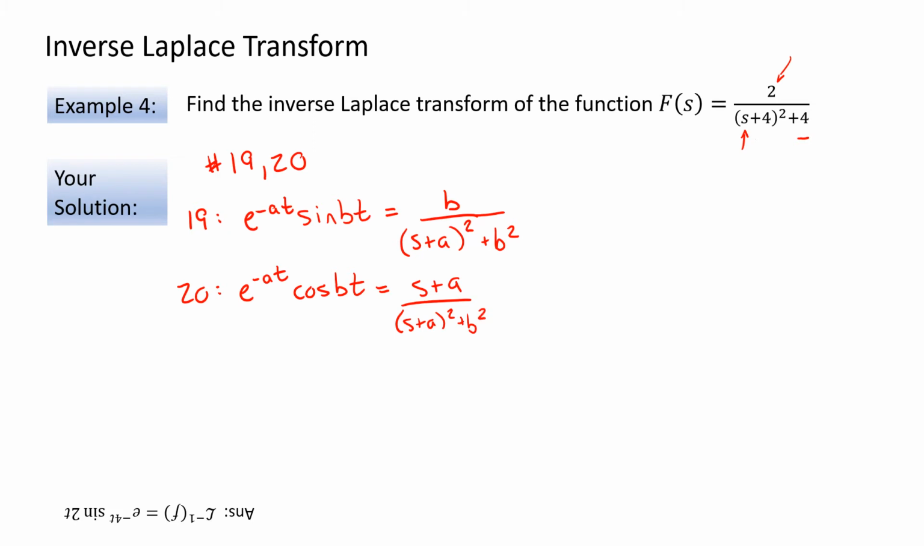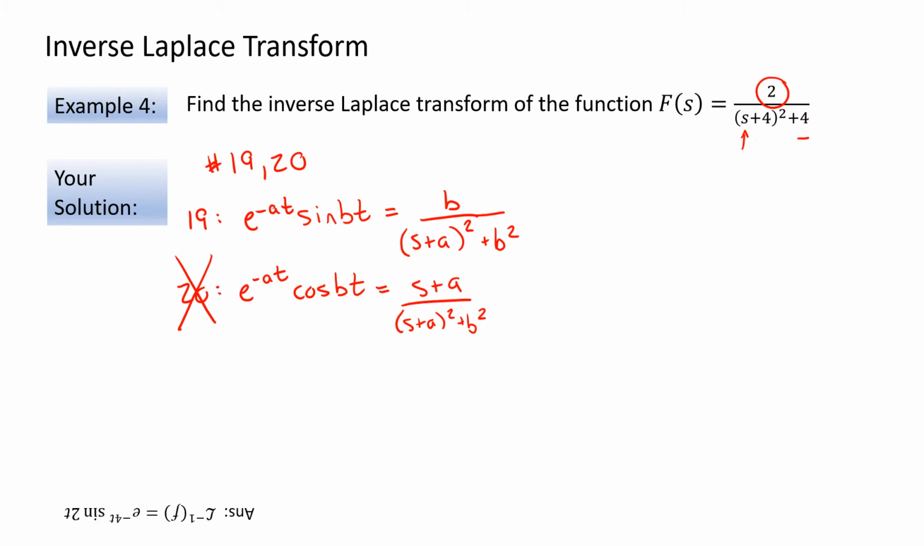So the difference here, number 19 has just a constant. 20 also has a function of s in the numerator. So we know that based on our initial function, there's no s here. It's just the number 2. So we can forget number 20, but otherwise, it looks like number 19 falls within it.